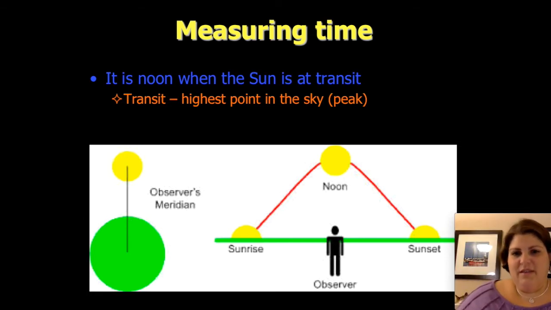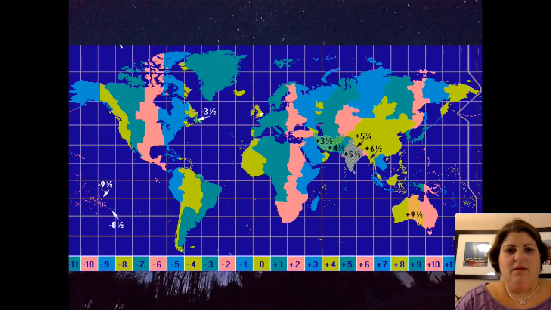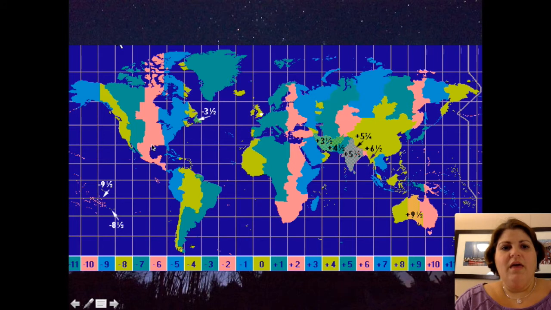So that means in order to describe noon as always being that position as the Earth rotates, noon is going to have to change. We adjust for that using time zones. The time zone makes it so that at that location, noon is always close to transit. I say close to transit because if you imagine here we are in the central time zone, this pink shaded zone. We are towards the eastern edge.